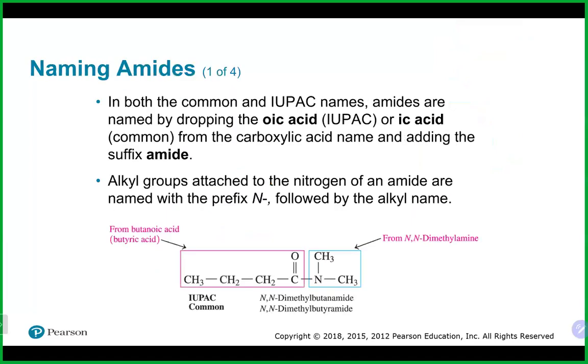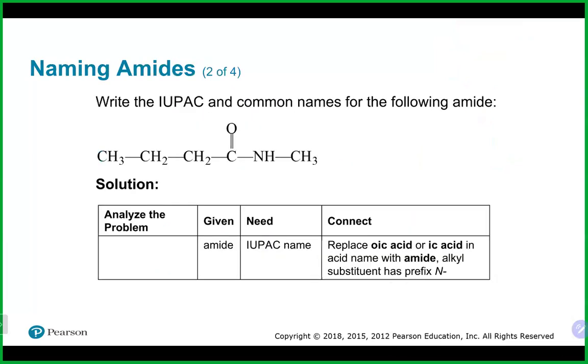Now, naming these, clearly we don't want to name them, so I'm not going to worry about it. I still don't want to name them.